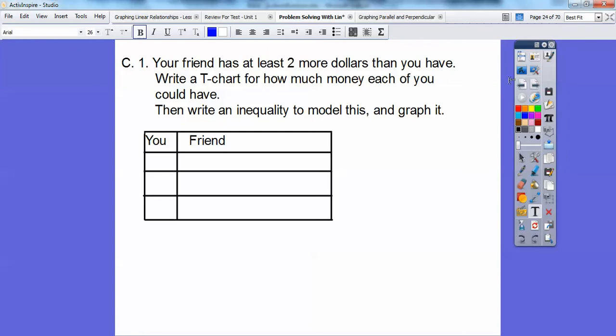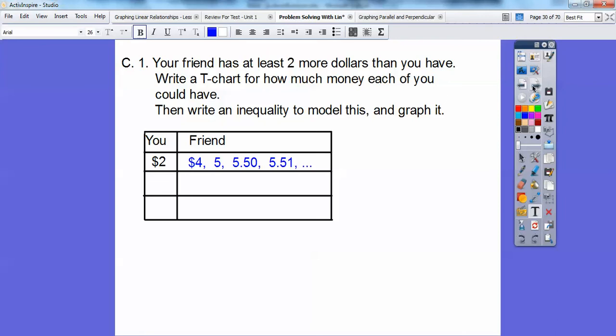Okay, so let's just do an example. Say you had $2. Okay, your friend has at least 2 more than that. So they could have $4. But they could have more than that. They could have $5. They could have $5.50. They could have $5.51. It could be $10. It could be anything more than that.